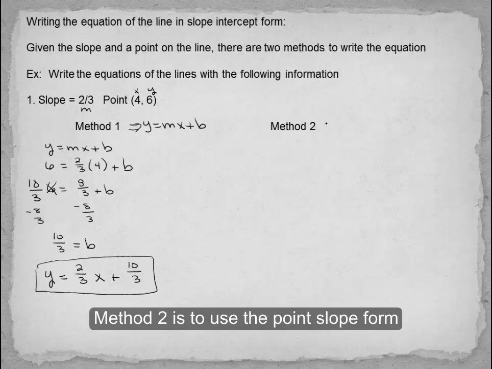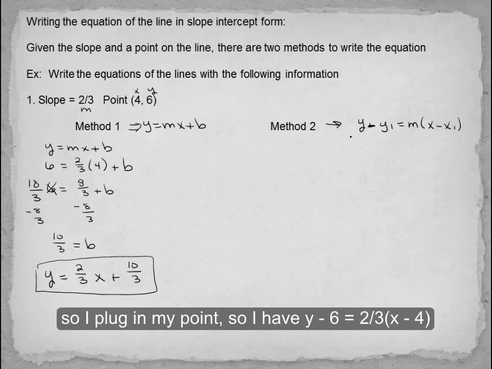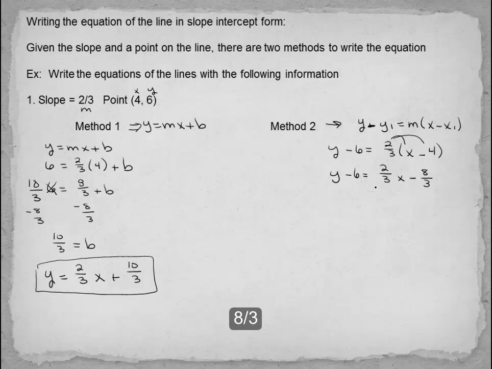Okay. Method 2 is to use the point-slope form and then convert it. So I plug in my points. So I have y minus 6 is equal to 2/3 times x minus 4. I have to distribute the slope. So I get y minus 6 is equal to 2/3 x minus 8/3.